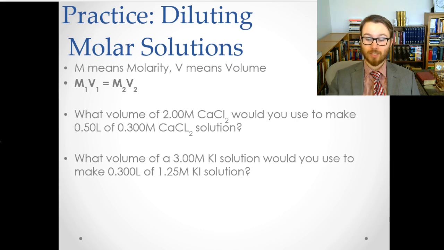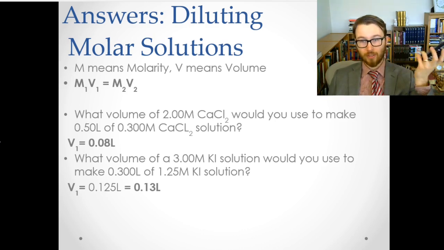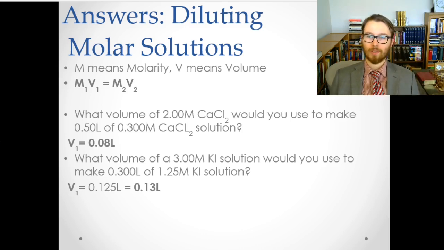Great. Here's the answers. The first one, 0.08 liters. We worked through that on the previous slide. The second one, it's 0.13 liters. Here's why. You get 3x equals 0.3 times 1.25. So that means x equals 0.3 times 1.25 divided by 3. And when you plug all that into your calculator, you get 0.125 liters. And since we're doing 2 decimal places, it rounds to 0.13 liters. Pretty straightforward, I think.